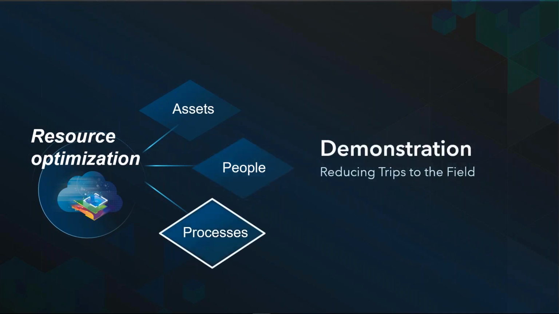Okay, we've looked at assets and people, but what about processes? One process issue that we've heard from many customers are excessive trips to the field. For example, we all know that temporary drops are just a part of the business, and we have a metric around 14 days or so where we would like those to be buried, but sometimes that doesn't happen.